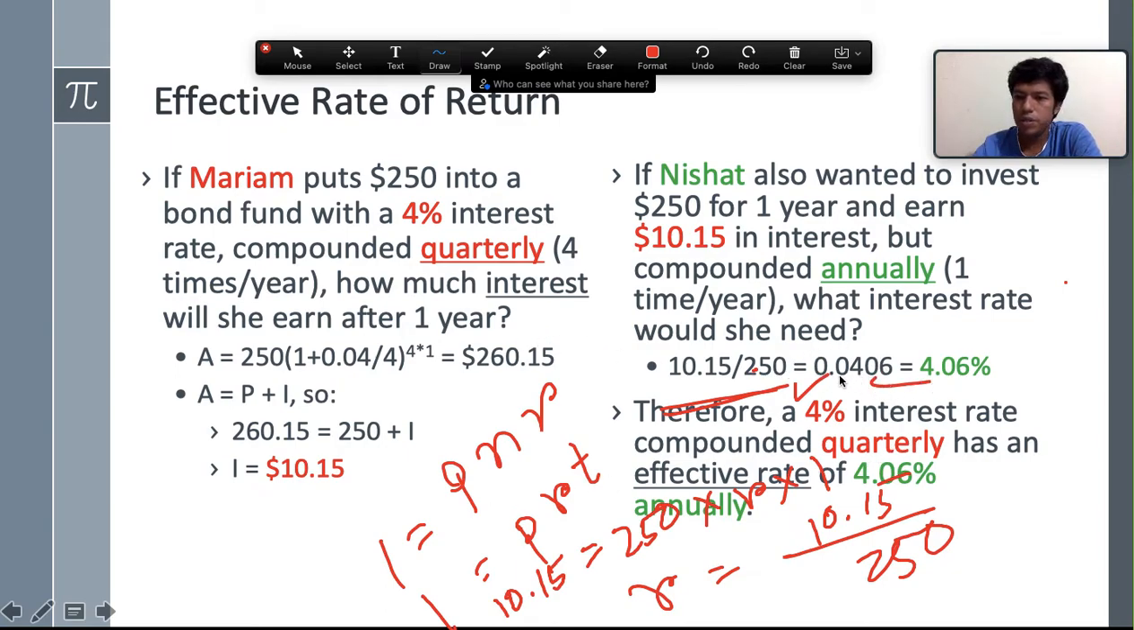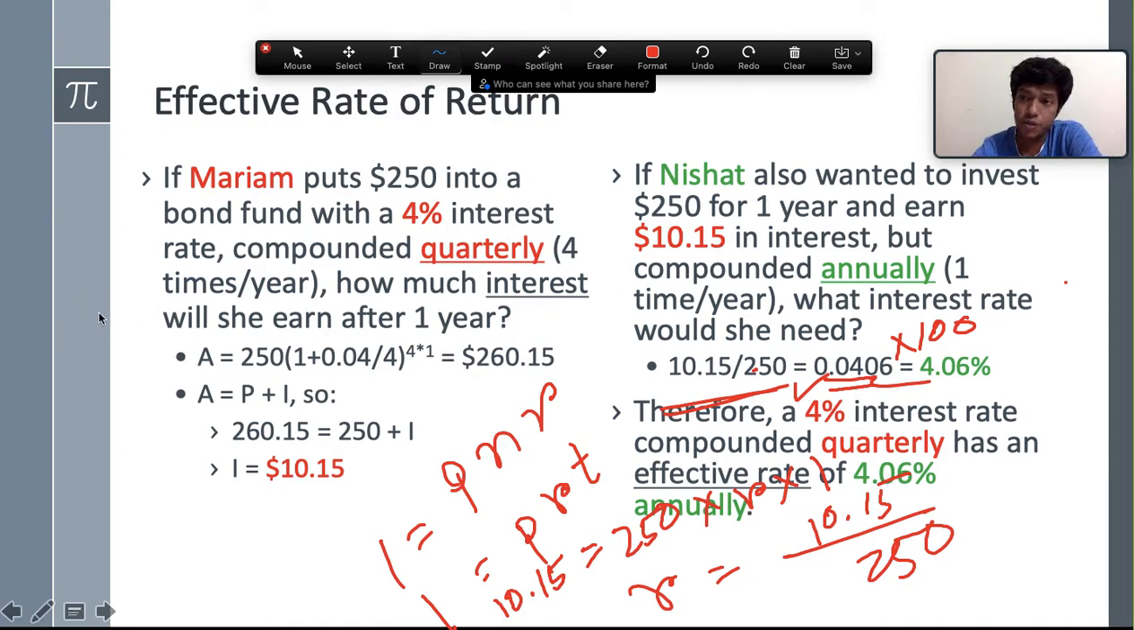And 0.0406, how did it become 4.06%? Because this is a decimal. To convert it to percent, you will have to multiply it by 100. Then you get it in percent.